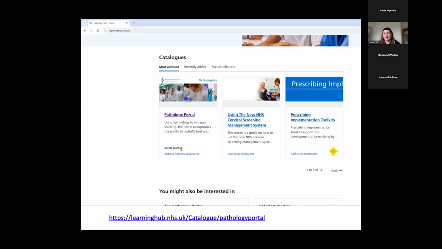The reason we restrict it is because some of the materials on there are probably not suitable for a general lay public access, but they are designed for you, for trainees in pathology. And basically, when you click through to the pathology portal and try to click on any of the resources, it will say that this is restricted, and it'll give you the opportunity to apply for access.